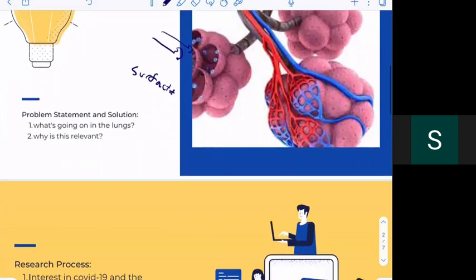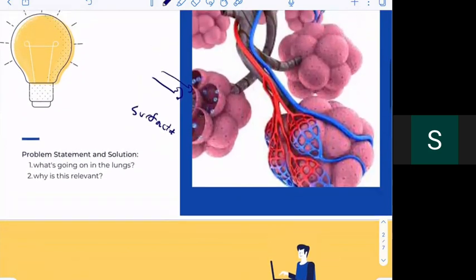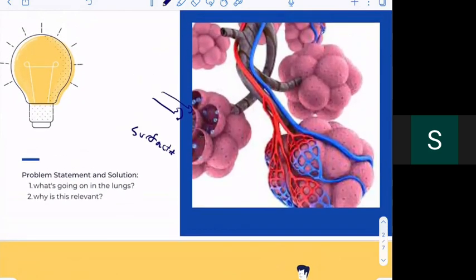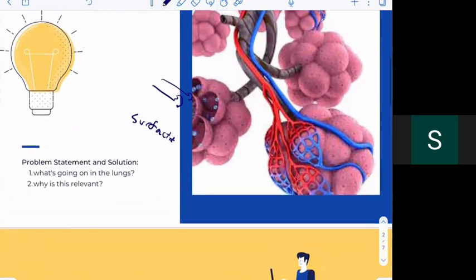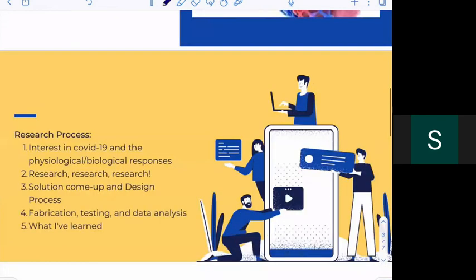alveoli. So the research starts by hypothesizing that lung diseases such as lung infections, the presence of excess fluids in the lungs, and impaired gas exchange could all be linked to the lung surfactant release in the lungs. So, the research process.